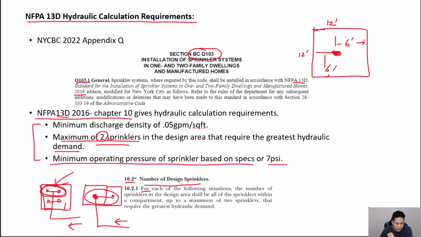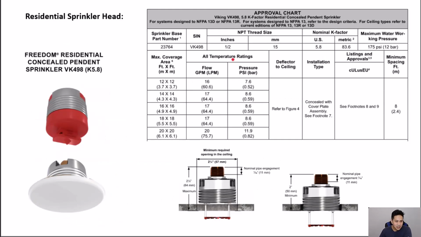I would still design the hydraulic calculations for 2, since I prefer to add a little bit of safety to the design and include 2 sprinklers instead of just 1. So this is a standard spec sheet on a residential sprinkler head that you see right here. And this is basically the model number. It's the residential concealed pendant sprinkler, and this is the model number, and there's a K factor here.